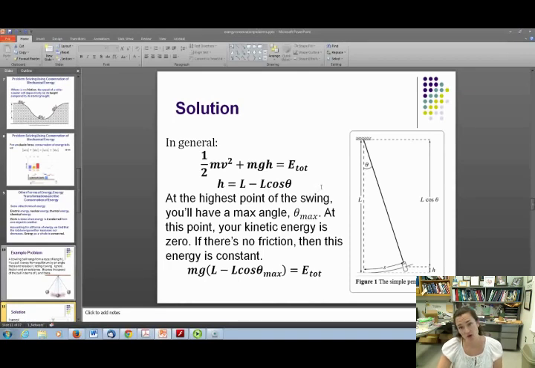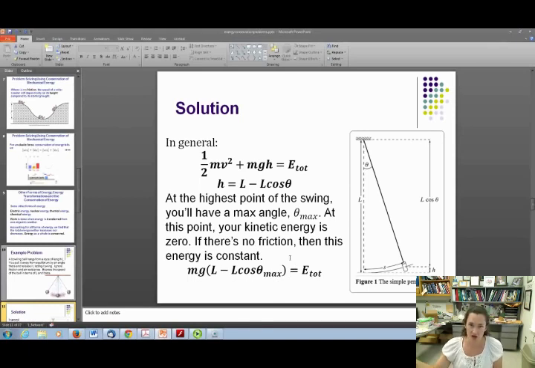At the highest point in the swing, so let's say at some time t equals 0, you pull it back and you release it from rest from this maximum angle. That will give you your maximum energy. At that point, when you release it from rest, there's no kinetic energy, and you've given it all the energy it's ever going to have in that system when you pull it back and give it that initial height h. So you can say that your total energy at that point, since the kinetic is 0, is mg times L minus L cosine theta max, for the maximum angle.